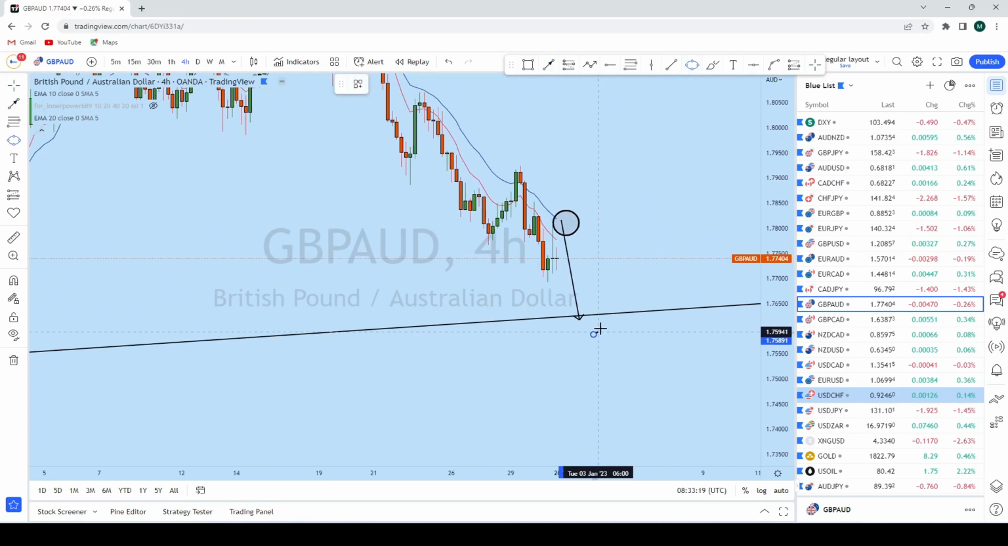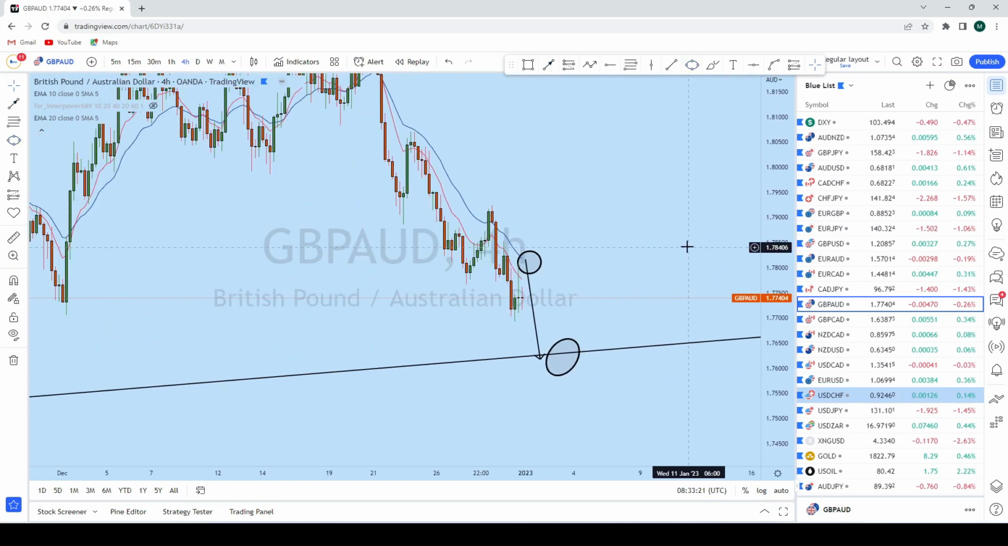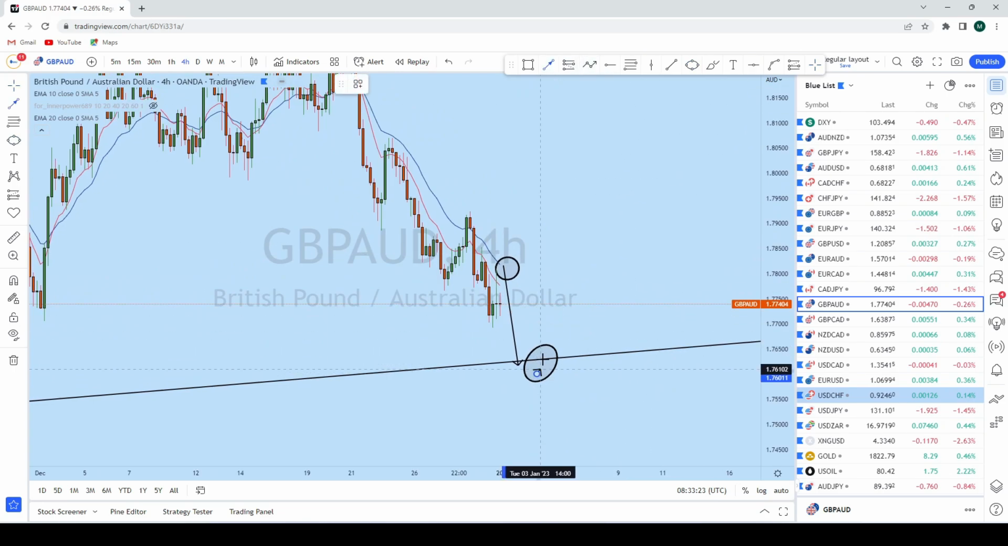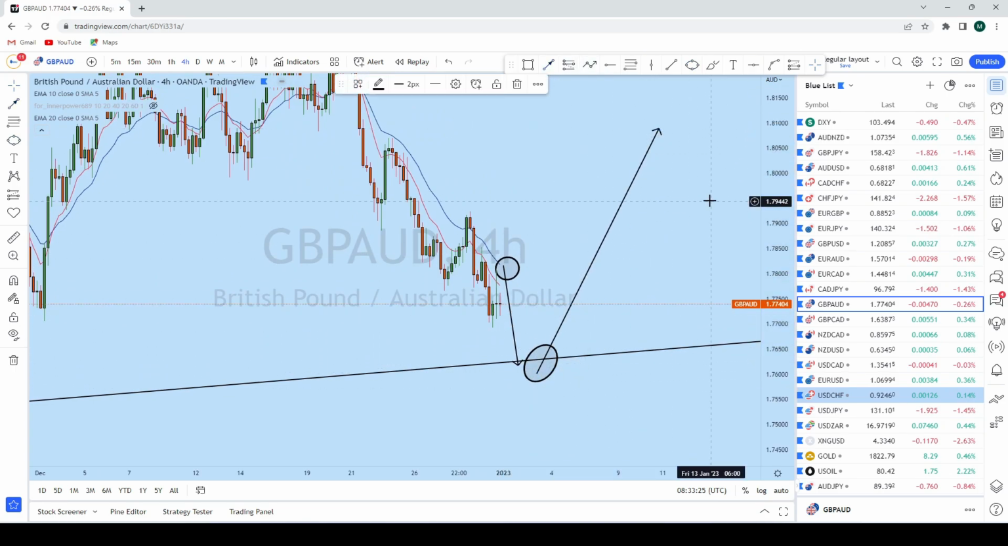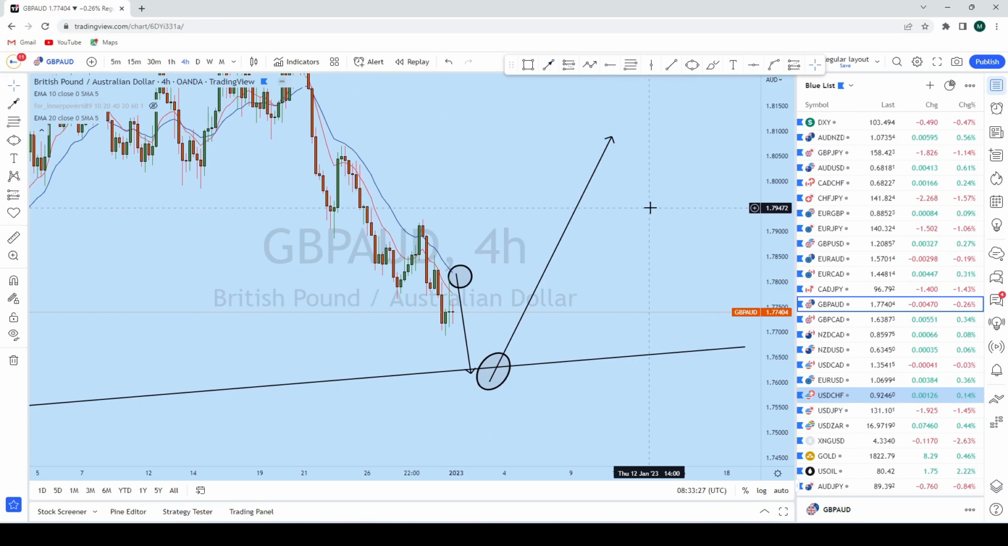And once we see GBPAUD along this monthly level of support, as soon as we find a strong bullish reversal pattern, we'll consider going long with a high probability trade setup with our students.